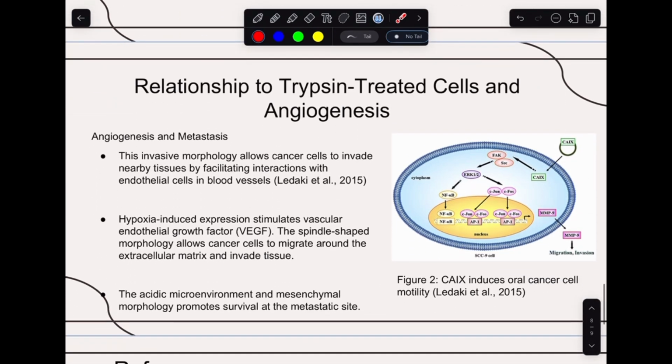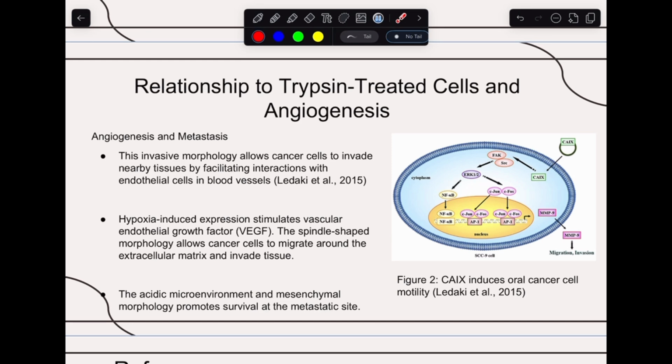As for angiogenesis and metastasis, this invasive morphology allows cancer cells to invade nearby tissues by facilitating interactions with endothelial cells and blood vessels. Hypoxia-induced expression stimulates vascular endothelial growth factor, or VEGF, which forms new blood vessels. The spindle-shaped morphology also allows cancer cells to migrate around the extracellular matrix and invade surrounding tissues. The acidic microenvironment and mesenchymal morphology promotes survival at the metastatic site.